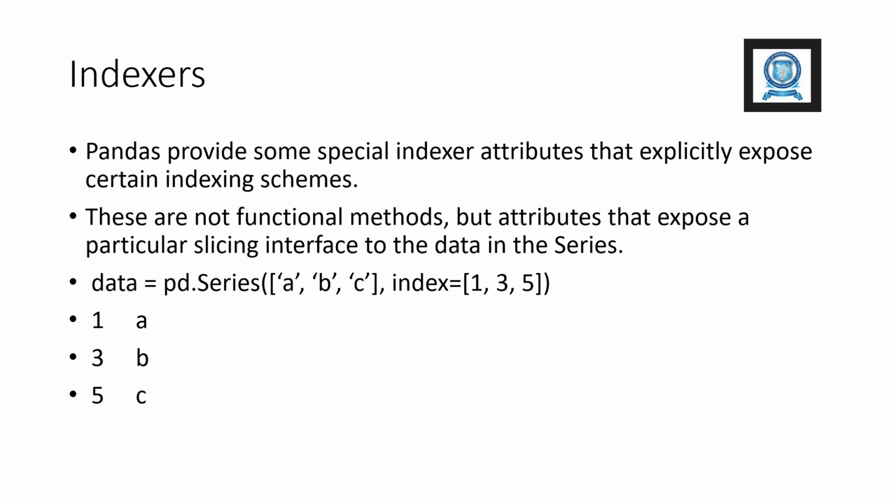Next one, indexers. Pandas provides some special indexer attributes that explicitly expose certain indexing schemes. These are not functional methods but attributes that expose a particular slicing interface to the data in the Series. Here, for example, data is equal to pd.Series of a, b, c, index equal to 1, 3, 5. So the corresponding index and their values can be printed. That is 1 a, 3 b and 5 c.